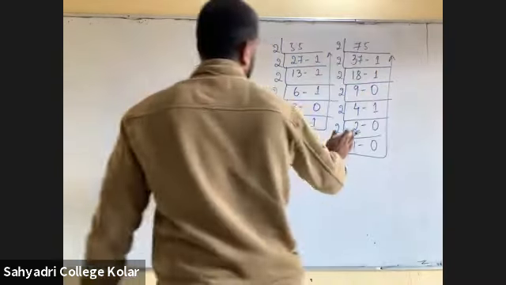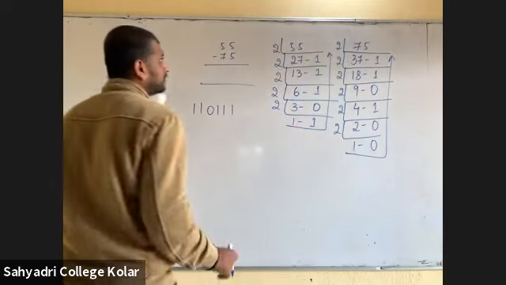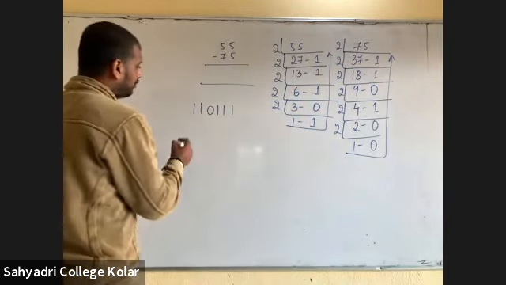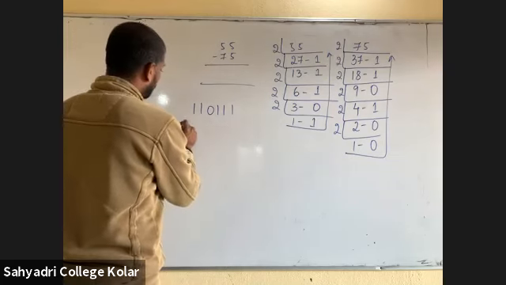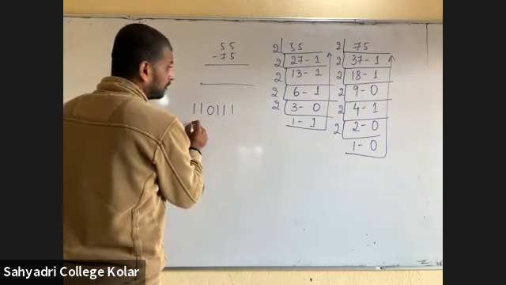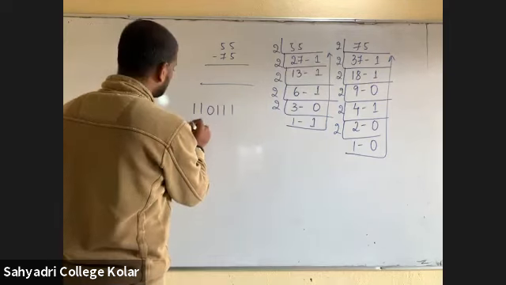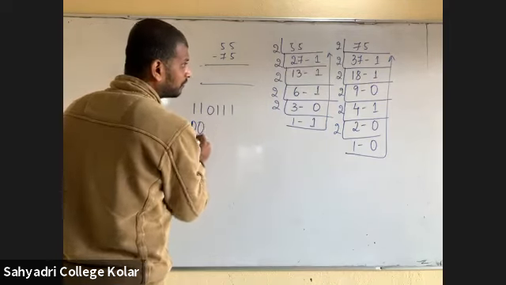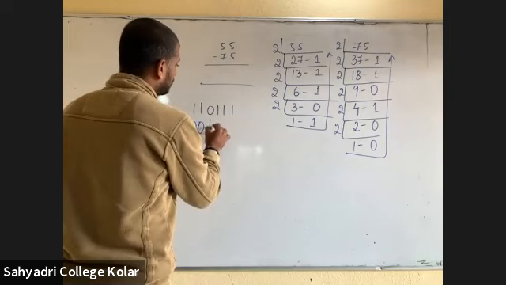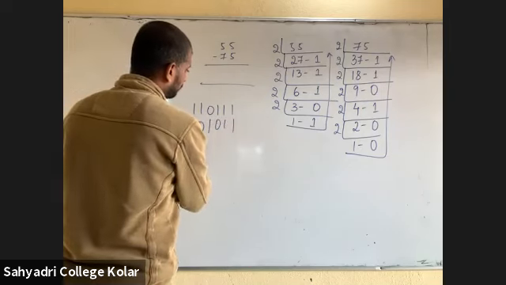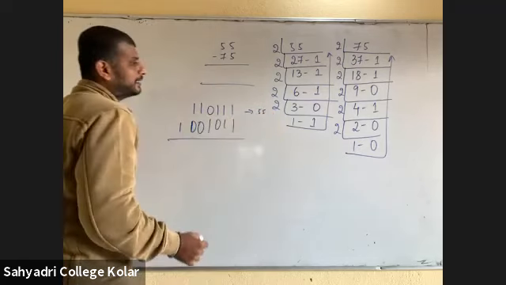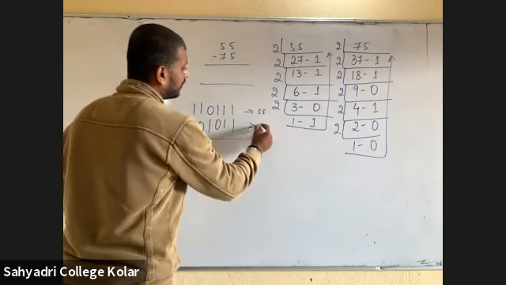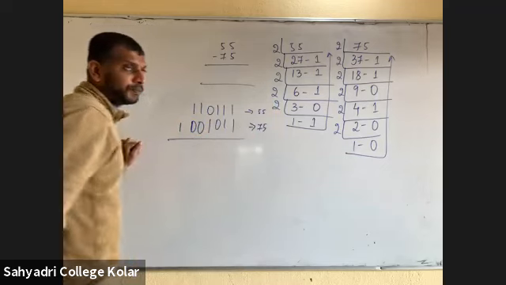Let me make a note of this particular number also. So, I have got 1, 0, 0, 1, 0, 1, 1. So this is 55. The upper number is 55, and the lower number is 75.